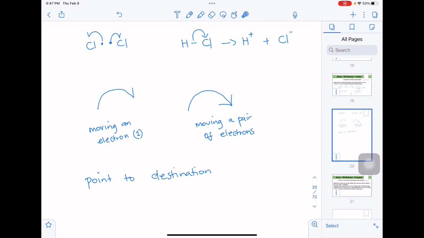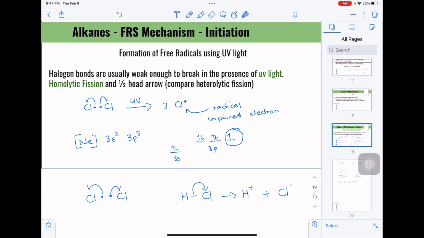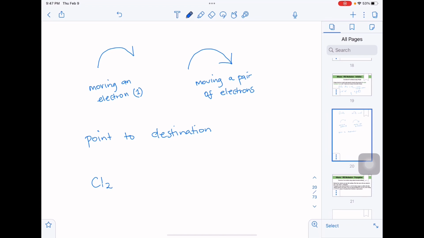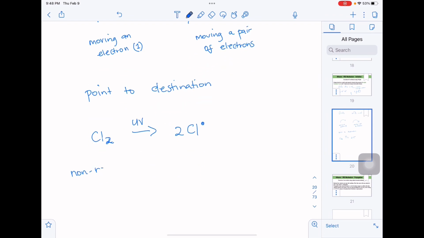So going back into our mechanism here, we just covered initiation, which is when you start with a molecule Cl2 that is a non-radical, and you end up with two radicals. Okay, so you use UV light for this to happen. So you're starting with a non-radical and you end up with a radical. And the word initiation should make sense because we are initiating this process. We are starting it. So we're starting to form radicals from no radical.